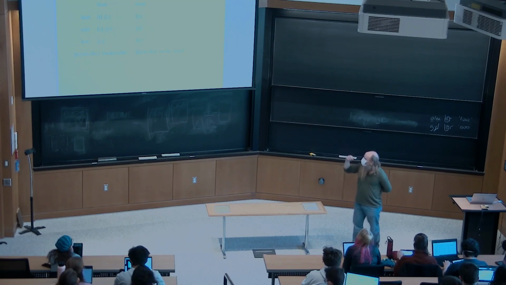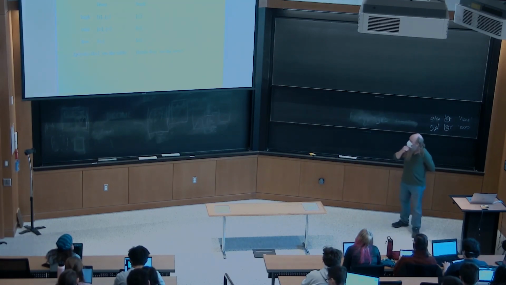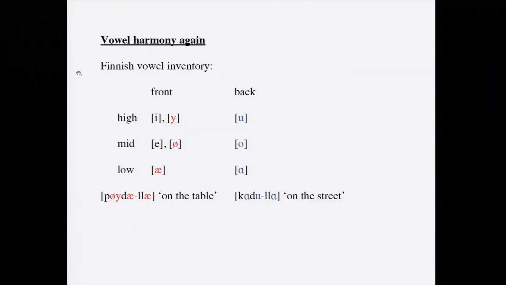So it has a case suffix that means on. This is the case suffix that means on. And it is pronounced either lla or llä, depending on the noun. So the word for table is pöytä, and on the table is pöydällä. The word for street is katu, and on the street is kadulla.